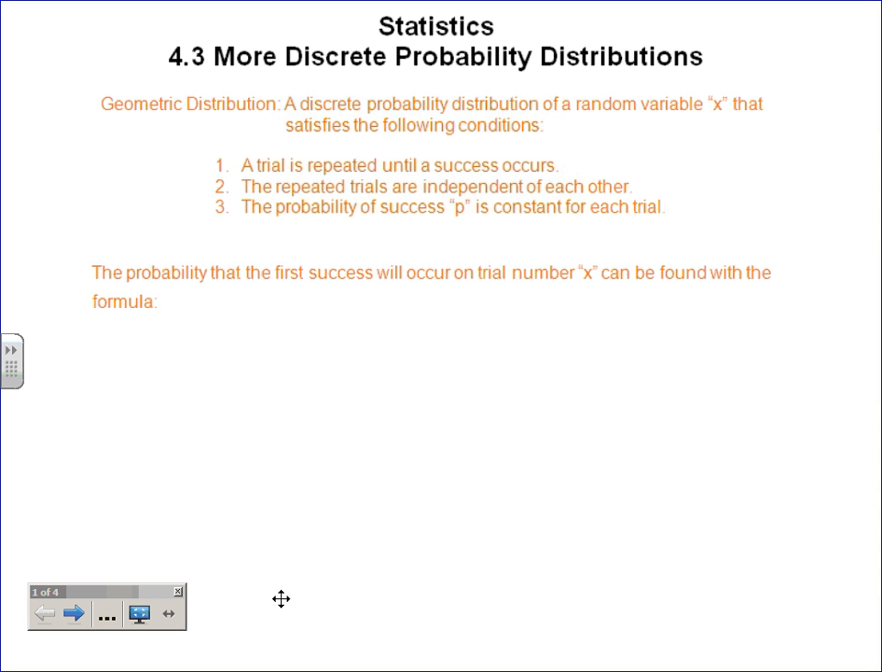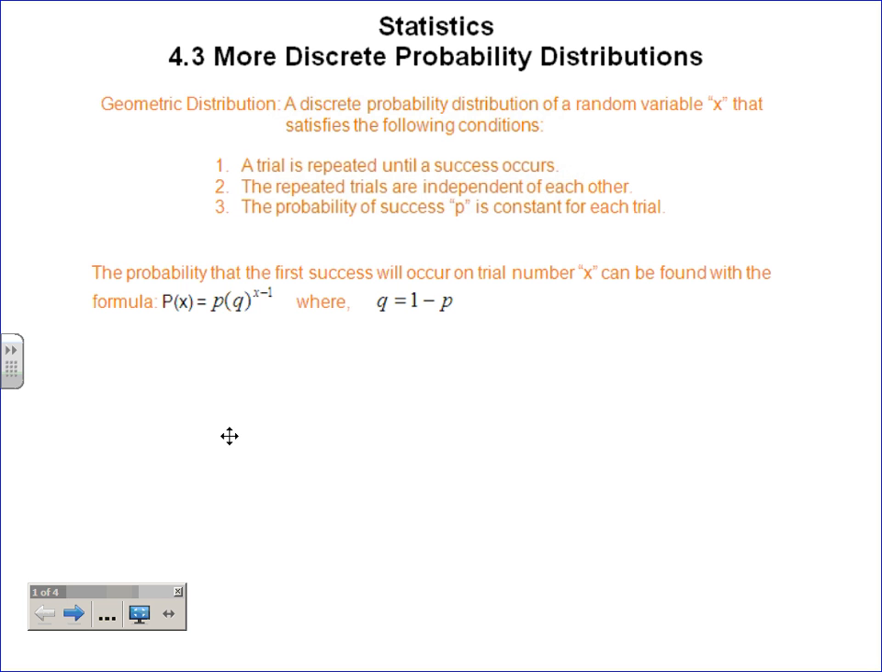So the probability that the first success will occur on trial number X, so maybe it's the 3rd trial, maybe it's the 10th, maybe it's the 100th, who knows, can be found by the following very simple, really, formula. In fact, we've kind of used a portion of this formula before. So the probability of X, what's P again? And Q is failure. Okay. Now let's see if we can make some sense out of that formula. And where have you seen one similar to that? Yeah, binomial. What's the difference between this formula and binomial?